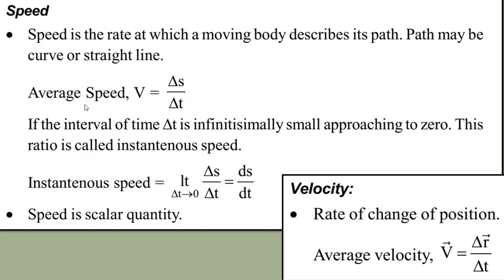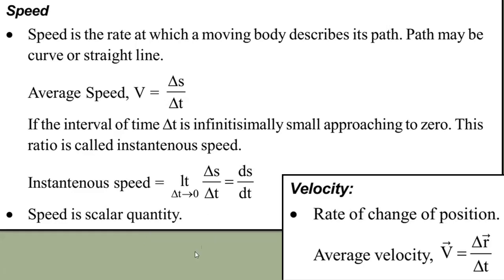If the time interval delta t is infinitesimally small, approaching 0, this ratio is called instantaneous speed. So instantaneous speed is equal to the limit as delta t tends to 0 of delta s by delta t, which is equal to ds by dt, and speed is a scalar quantity. So it doesn't require direction.